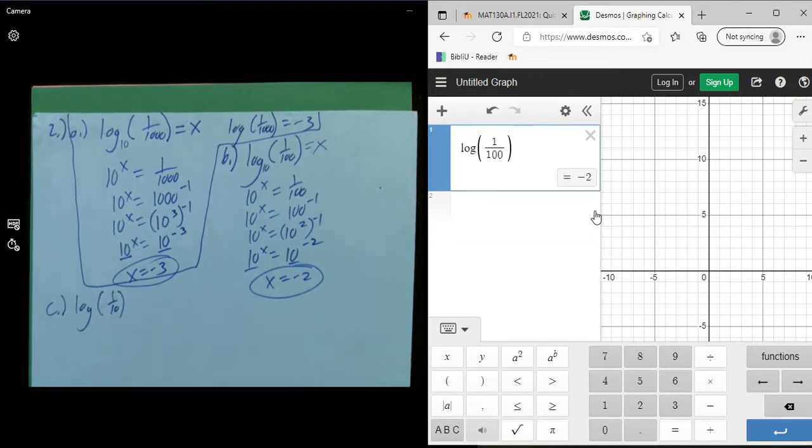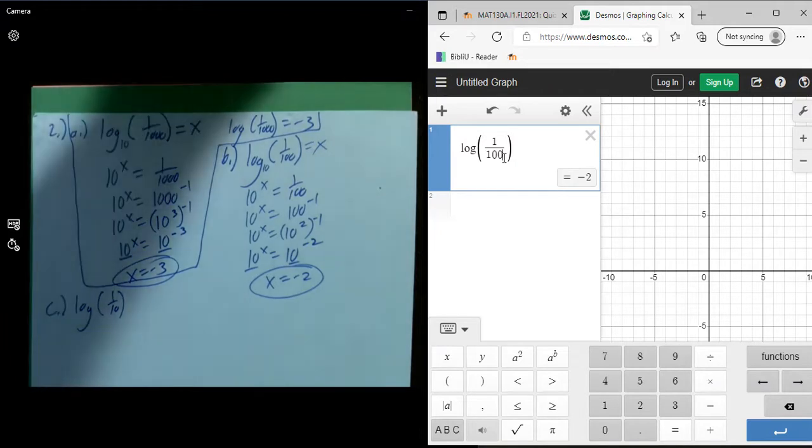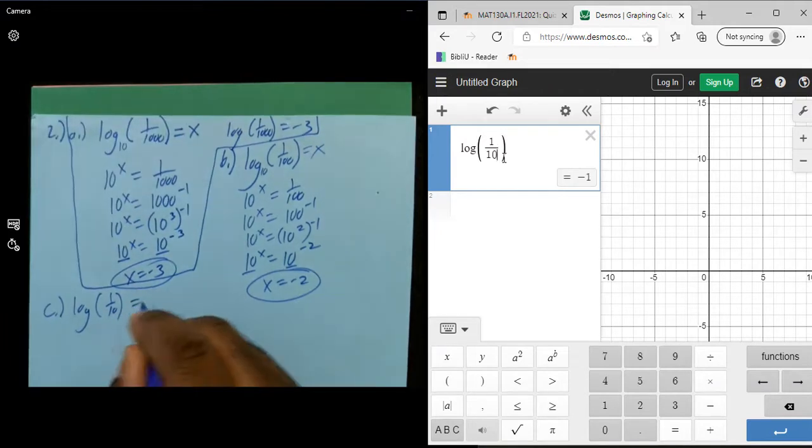I'm not going to do this by hand again. So it'll just be negative 1. You can do that right in your calculator.